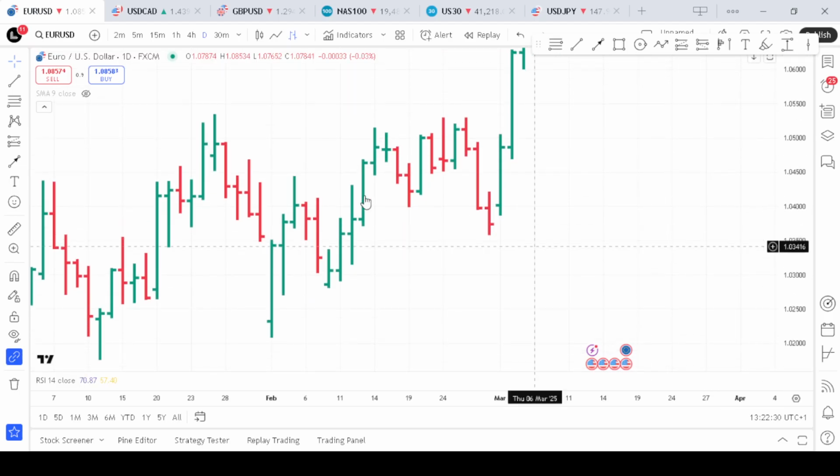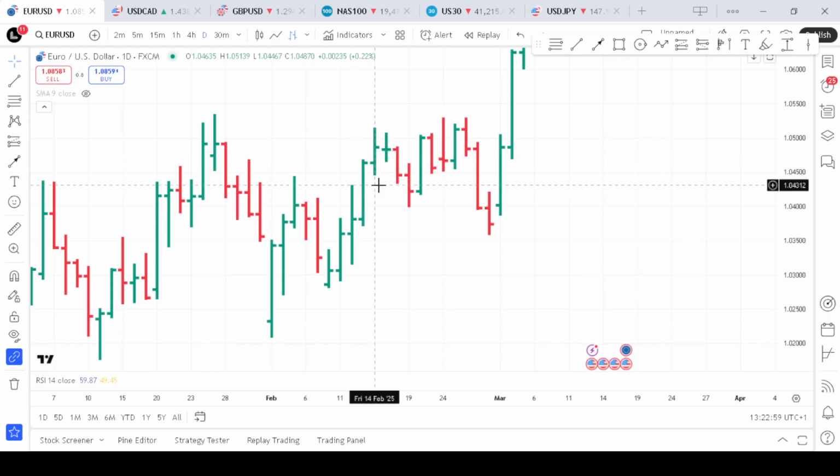Let's see what we're talking about. This horizontal tick at this area in the bar chart marks the opening price, while the closing price is the horizontal tick on the right side, which indicates the closing price. This simple yet powerful structure tells you exactly how price moved during that specific time frame.